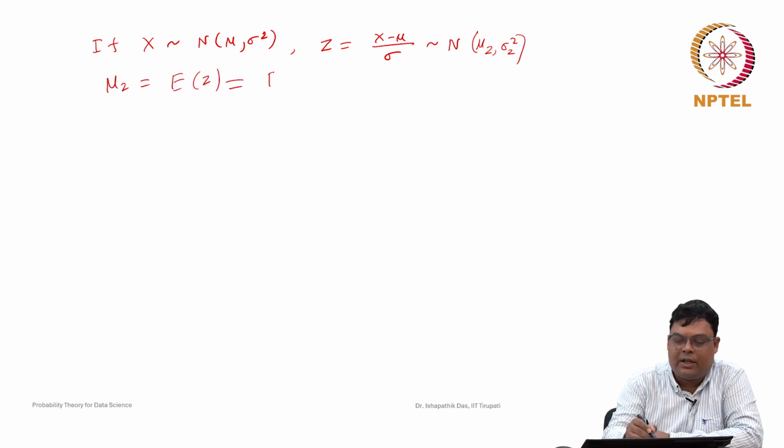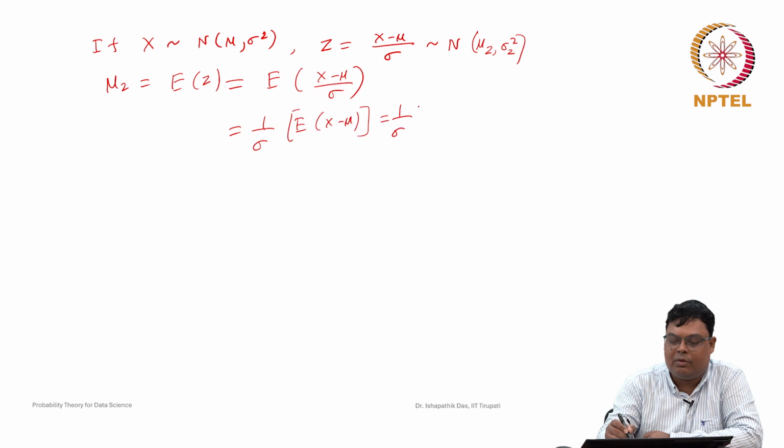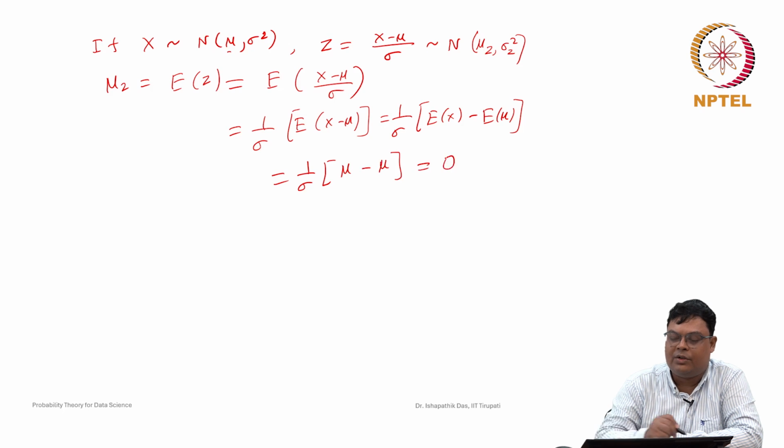So this is the expected value of (x minus mu) by sigma. Because sigma is a constant, it is 1 by sigma times the expected value of (x minus mu). Now, the expected value of (x minus mu) is nothing but the expected value of x minus the expected value of mu. Now, mu is a constant, as we have already discussed, and the expected value of x is nothing but the mean of this random variable, which is mu. So this is mu minus mu, which is nothing but 0.